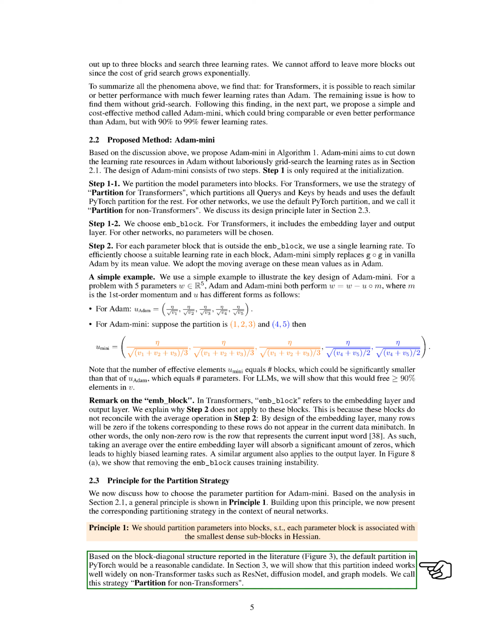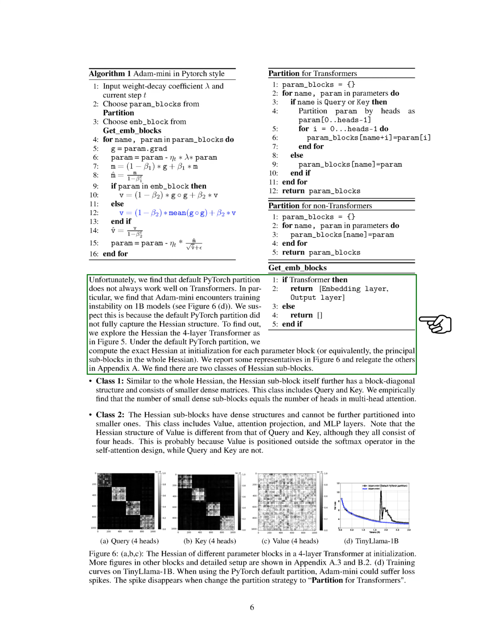We start with the default partition in PyTorch, which is based on a block diagonal structure commonly seen in the literature. This default partition works well for non-transformer tasks like ResNet, diffusion models, and graph models, which we refer to as partition for non-transformers. However, we discovered that this default partition doesn't always work effectively for transformers. In particular, we noticed training instability with Adam-mini on 1B models. Upon further investigation, we found that the default PyTorch partition didn't fully capture the Hessian structure, especially for transformers.